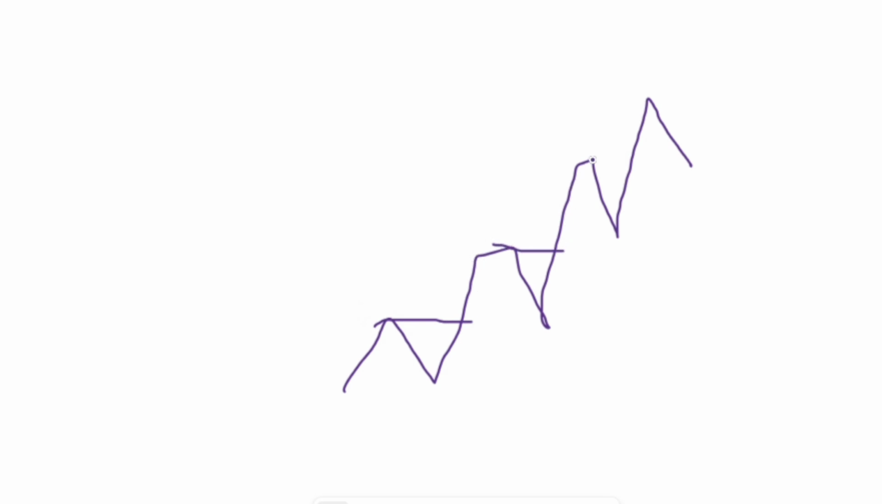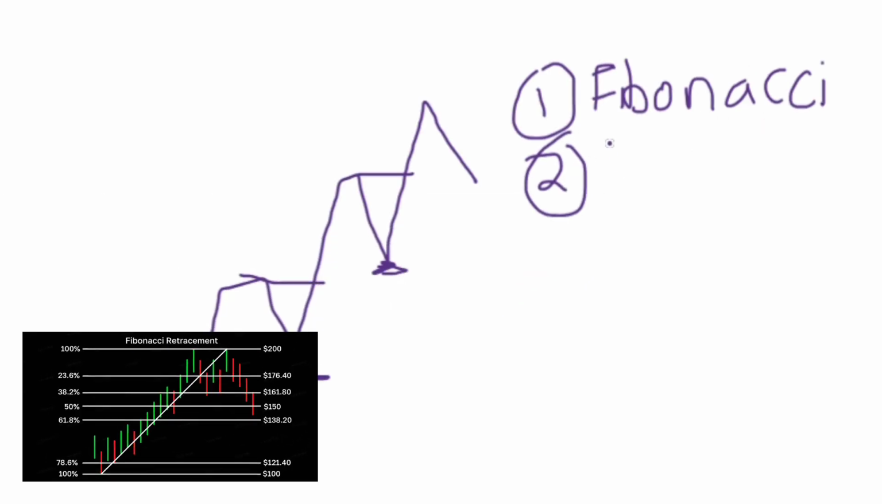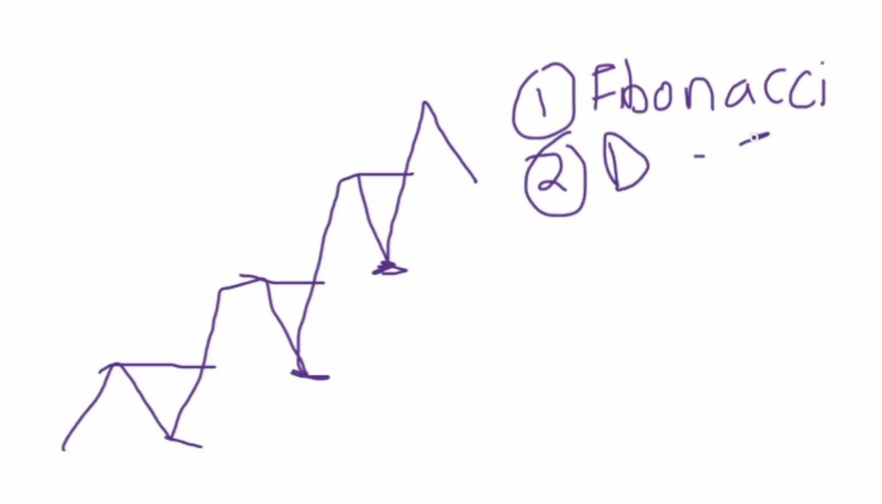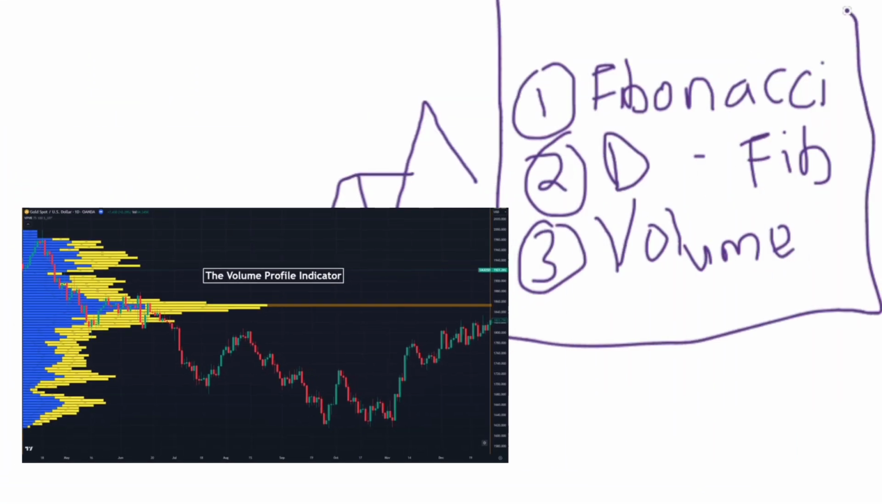Let's say you're having market structure, you're on a bullish move, the market is forming higher highs and higher lows. This is the new high being grabbed, the new high has been grabbed. So we want to know how we get these entries. The first thing I use is a tool called Fibonacci retracement. The second one is called double Fibonacci retracement. And then the third one, the volume indicator. These are the three tools that I use to get a sniper entry.